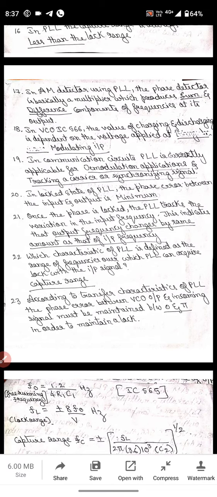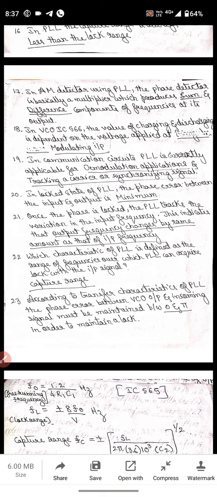Once the phase is locked, the PLL tracks the variation in the input frequency. This indicates that the output frequency changes by the same amount as the input frequency.